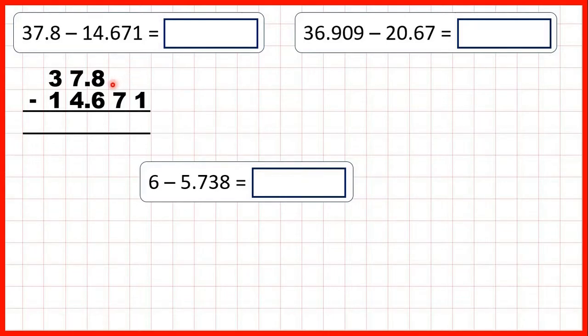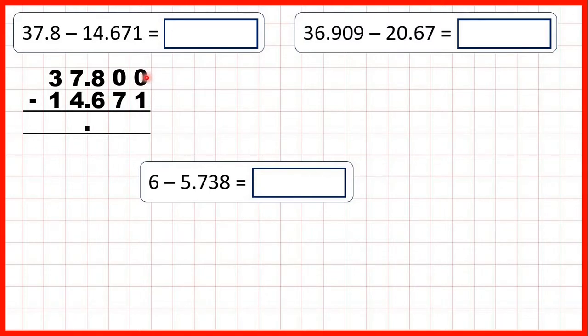Now we have some empty squares, and we can write zeros in empty squares, because 37.800 is the same as 37.8, so we haven't changed the question, because all these zeros tell us is that we don't have any hundredths or thousandths in the number 37.8. Now we can copy the decimal point down into our answer, so that our place values are lined up in our answer as well, and now we can just subtract using column subtraction.